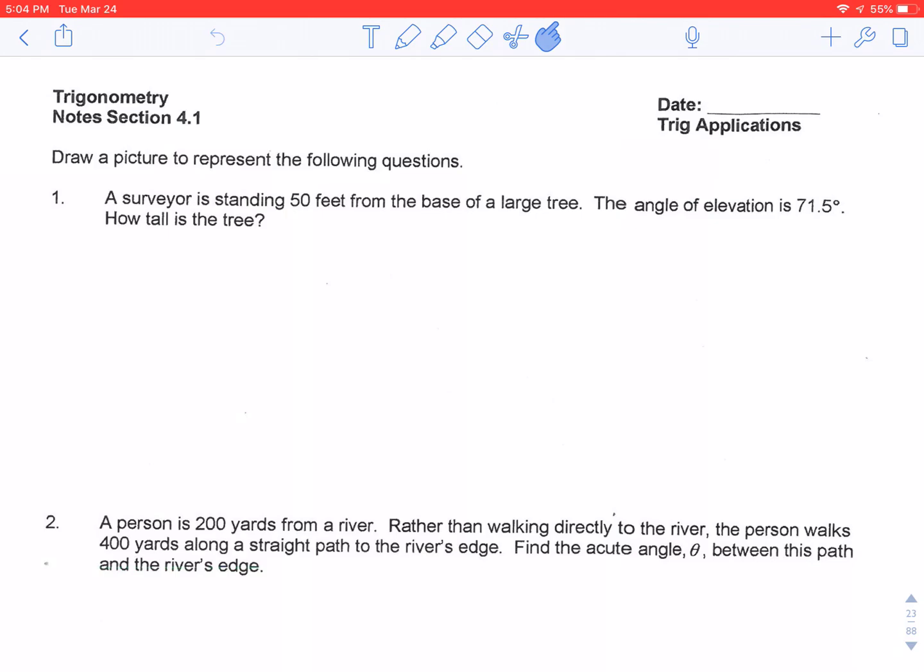It's saying a surveyor is standing 50 feet from the base of a large tree. The angle of elevation is 71.5 degrees. We want to find out how tall the tree is. So we want to think about how we could sketch a right triangle to demonstrate this situation. So we would know the tree, we would hope, would be standing straight up. And if it's a right triangle, it's going to be perpendicular to the ground. So I know I'm going to have a right triangle. This is going to represent the tree.